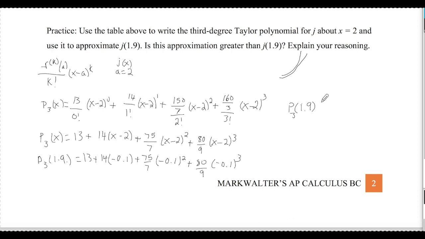P sub 3 of 1.9 is going to be less than the actual function j of 1.9 because, in this case, we stopped at the third derivative, and j triple prime of x is actually increasing on 1 to 4. Because the actual derivative function is increasing, we're not getting all of the values after it, and so our approximation is going to be less than the actual function. All right, take a look at the next one.